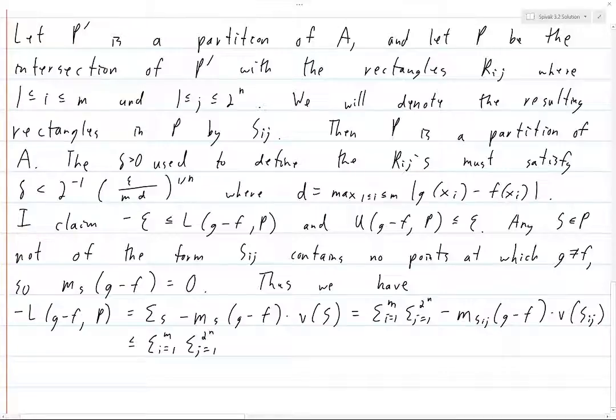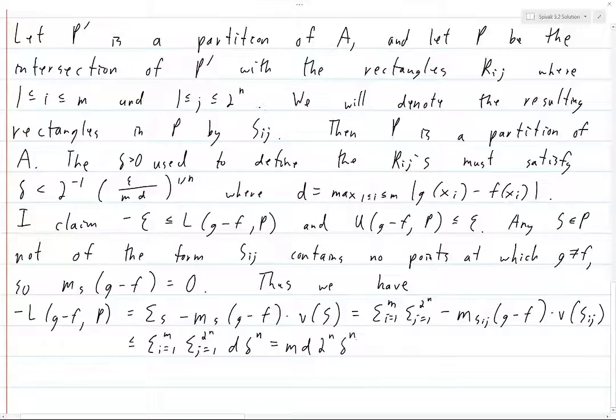And so G being not equal to F can only happen at the x_i's, and the difference between G of x_i and F of x_i must be less than or equal to D, because D is the largest distance between any G(x_i) and F(x_i). So this is going to be less than or equal to D, and the volume of S_ij, we've already discussed, is just delta to the n. But now these things that we're summing are constants, and so we have m times D times 2 to the n times delta to the n.